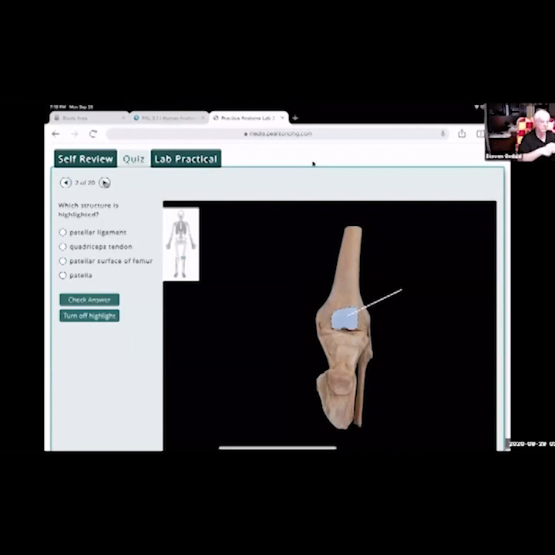What structure is highlighted? Now remember what's flat down out of the way. Patellar surface of the femur. Perfect. Because when you look at the front view, this is the patella right here. This is the quadriceps tendon that attaches to the femur bone and attaches right here. It's been pulled out of the way to see the deeper part. So that's the patellar surface of the femur bone.